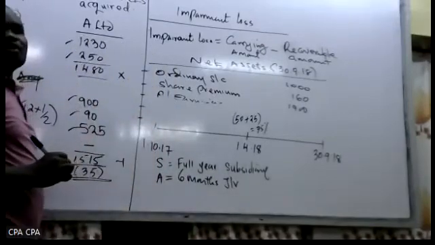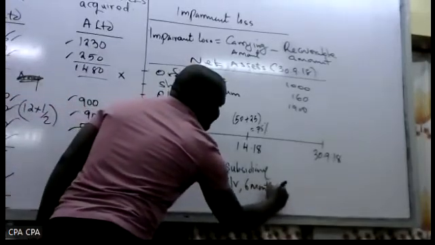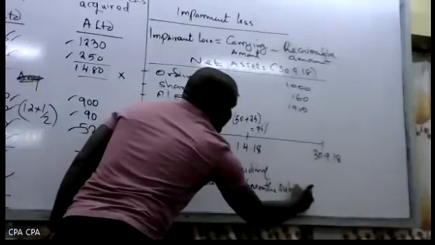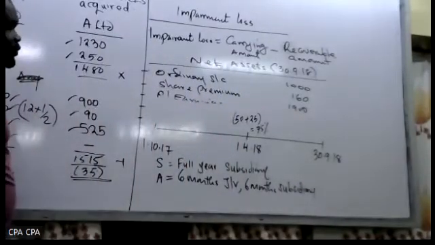Joint venture, because we had 50. Then 6 months what? Subsidiary. Correct.